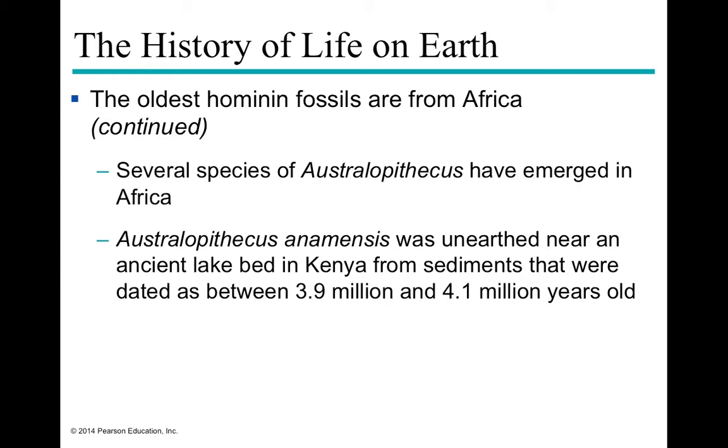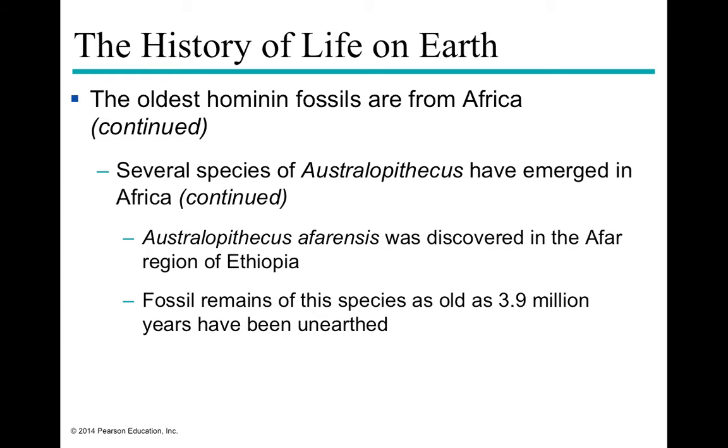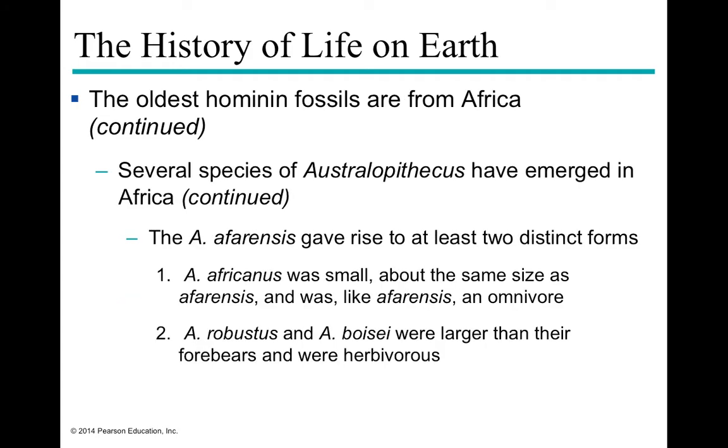Again, they believe that the hominid fossils arose in Africa. The earliest would be the Australopithecines, and that was unearthed in an area of Kenya from a lake that was dated between 3.9 and 4.1 million years old. It was named Australopithecus anamensis because Anam means lake in the Ethiopian language, and they were found in the lake. Now, they found another species of Australopithecus that arose, again, in Africa, in the Afar region of Ethiopia, and that was called Australopithecus afarensis. And fossil remains of that species are approximately the same age, 3.9 million years old. That means that they arose at the same time.